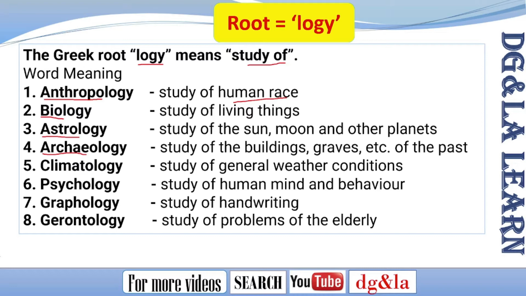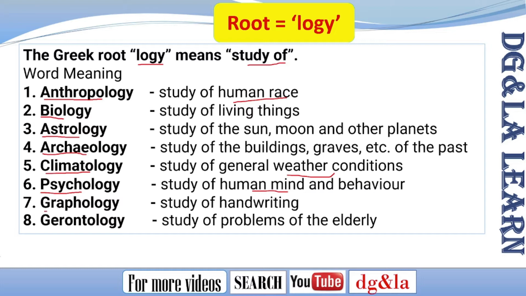The next one is climatology. As we can understand directly from the word, climate is related to weather. Weather is more commonly said for a shorter period of time. So climatology is related to weather conditions. The study of general weather conditions is called climatology. The next one is psychology. Psych, as we know, is related to the human mind and behavior. So the study of the human mind and its behavior, we call psychology.